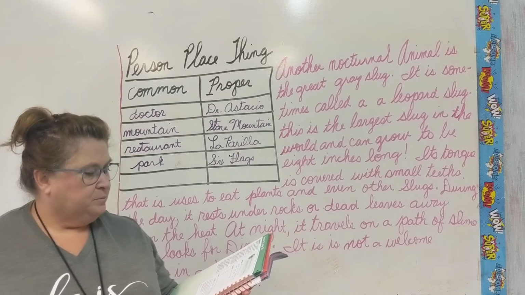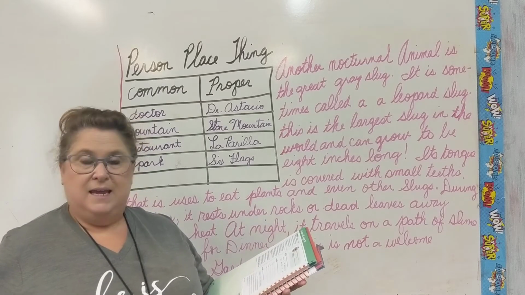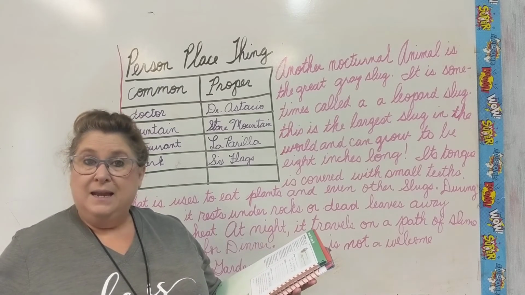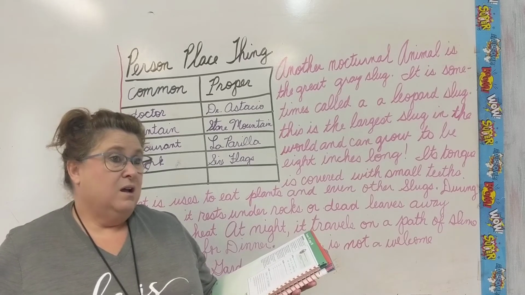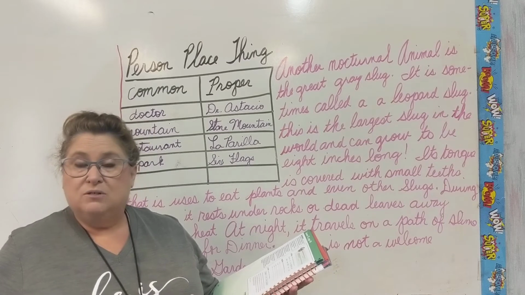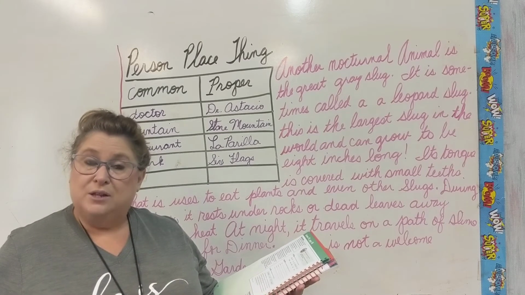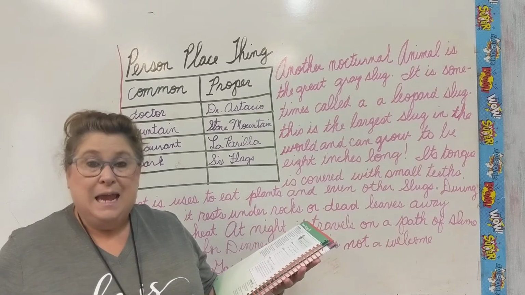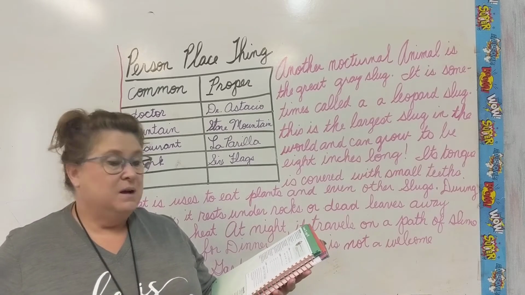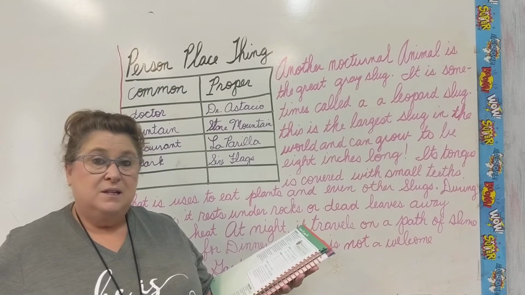In Part B, you're going to write a proper noun for each common noun. So lady, right? You're going to name a lady, any lady. Betsy Ross, your mama's name, your grandma's name, your teacher's name. You can name any lady as long as you are saying the name of a lady, and it must be capitalized. A school, just say the name of any school.